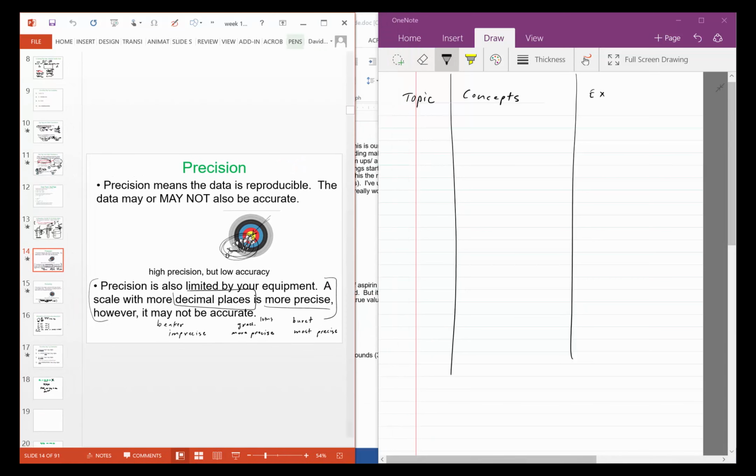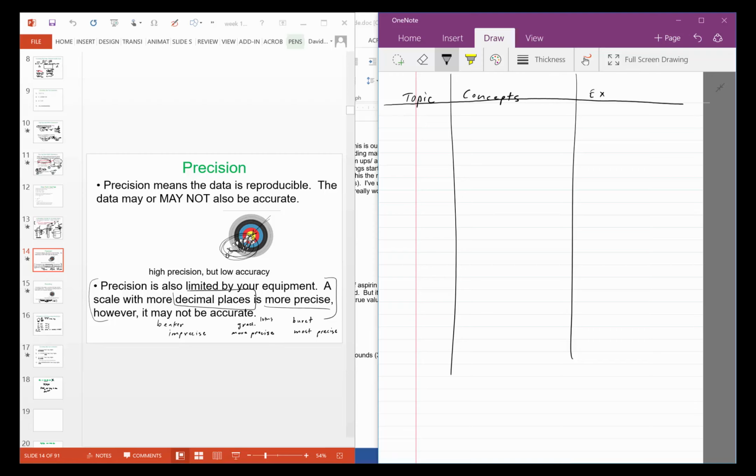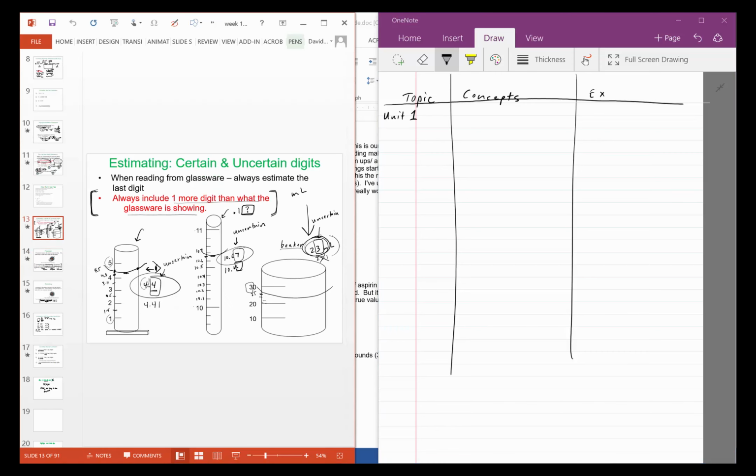So what I like to do is put a line here in the column, and this is Unit 1, all our basic fundamental science skills. So one of the first things we did was sig figs, and one of the concepts was that the reason you do sig figs is because you're limited by your measuring tools. Another concept is like you want to include power pack things.